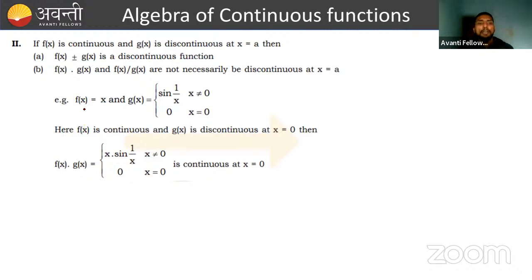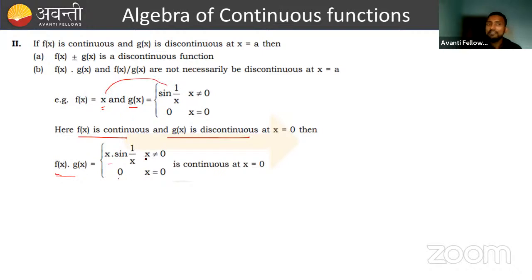So f of x is x. We know that this is a continuous function. And g of x is sine 1 by x. We have just seen it is a discontinuous function. So one is continuous, the other is discontinuous. But if I take f of x into g of x, this will become x into sine 1 by x, or the other one will become x into 0, that is 0.